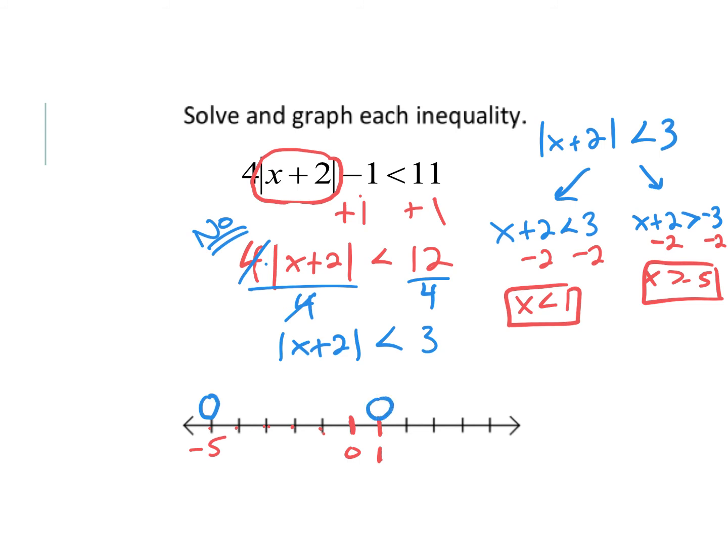Less than 1 in this first one means I'd point my arrow to the left. Greater than -5 in the next one means I'd point it to the right. And so notice here they're pointing at each other. So that's when we have the overlap. So all of our solutions are going to be strictly between -5 and 1 here.